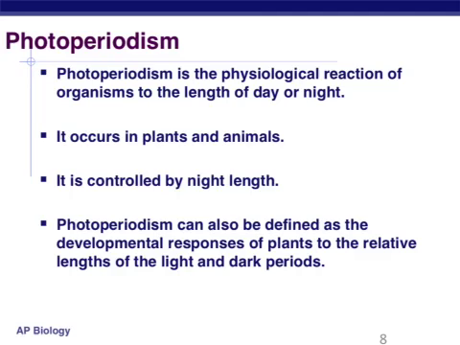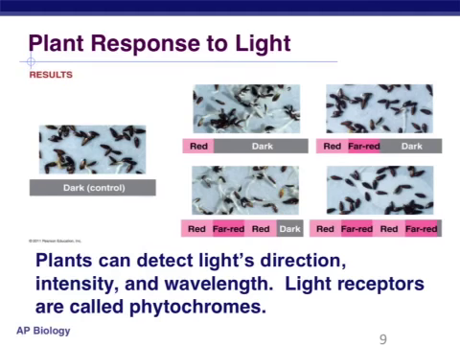In a way, you can almost think of it as responses to how much light we're exposed to and how much dark we're exposed to, if you will. So does this have to do with anything? Well, it's one of the ways that your plant's going to be able to figure out what direction light is coming from. It's also a way that plants can detect the intensity of light and the wavelength of light. And it's because these plants have light receptors that are called phytochromes.